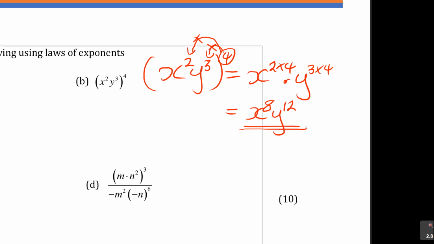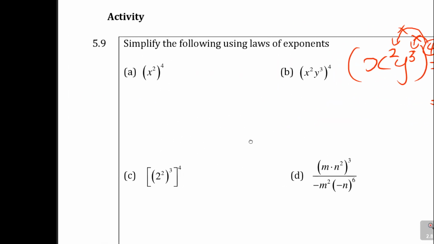Guys, it's done. Don't force it. Don't try to mix things up. Don't say this is xy, and then you're saying 8 plus 12. No, this is not allowed. It's done. That's the final answer here. Finish and clap. C. What is C?